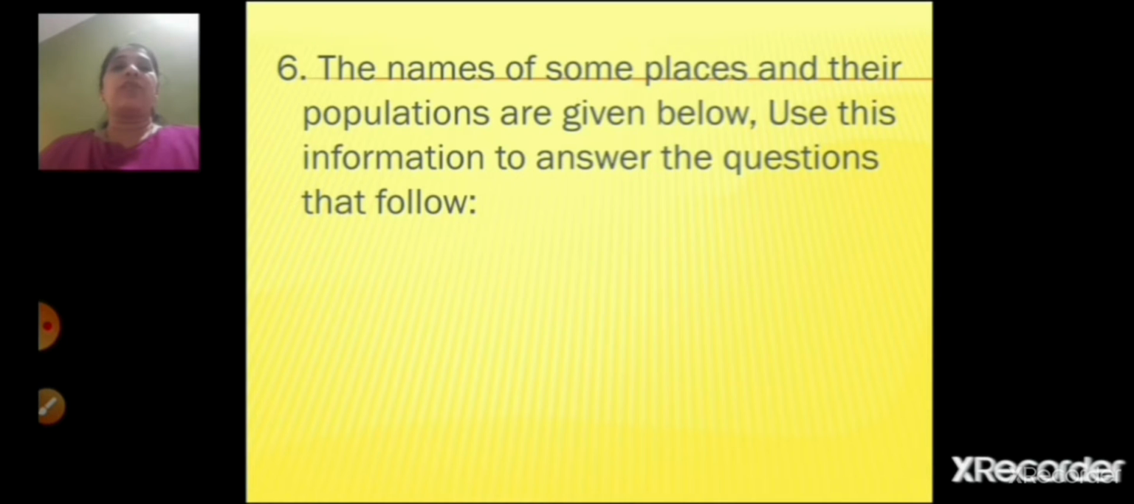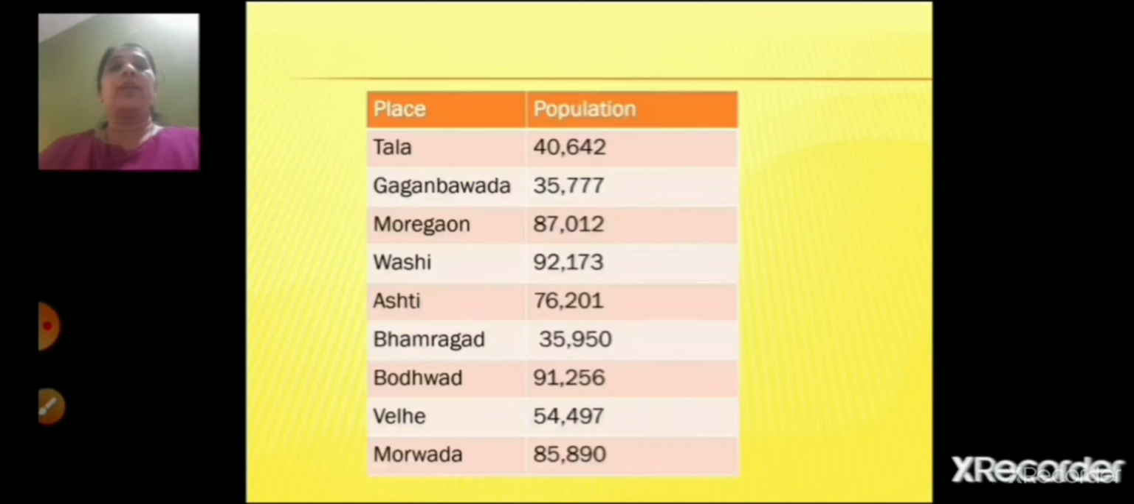The names of some places and their populations are given below. Use this information to answer the questions that follow. Right? So they have given a table wherein there is a 2 columns. One is containing the place's name and one is containing the population. So Tala is 40,642.